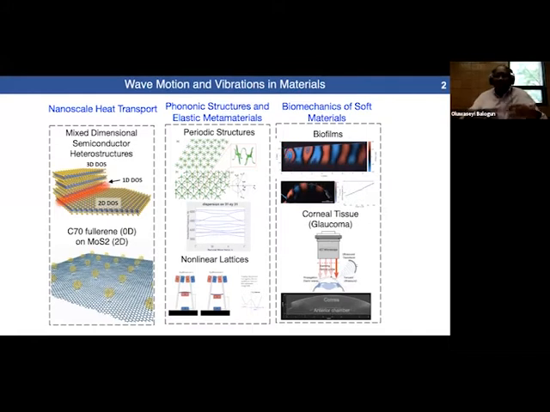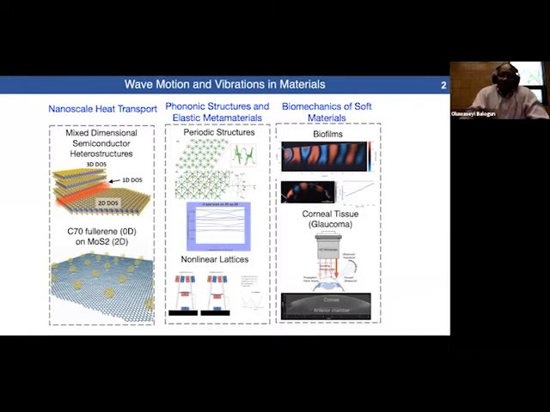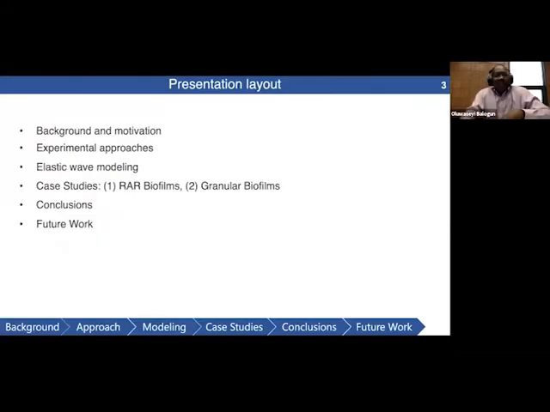So when you think about waves, when you think about mechanical vibrations at different scales, that's at the heart of the work that we do in my research group. Okay, so in this talk, I'm going to start off with a background and motivation for the work we're doing in the area of soft materials. I'll present some experimental approaches that we're developing and that we've explored over the last few years, some elastic wave modeling approaches that we've directly worked on in the context of viscoelastic wave propagation.